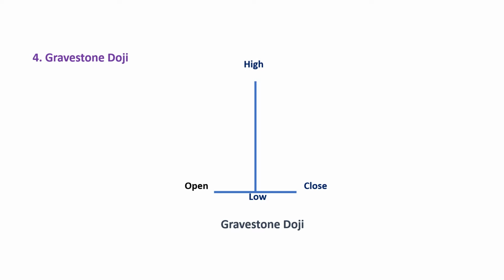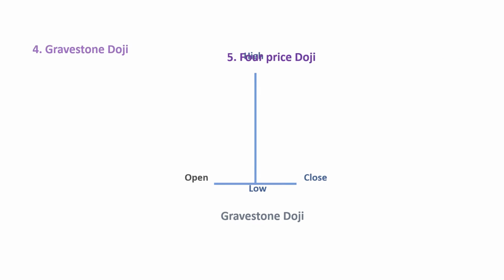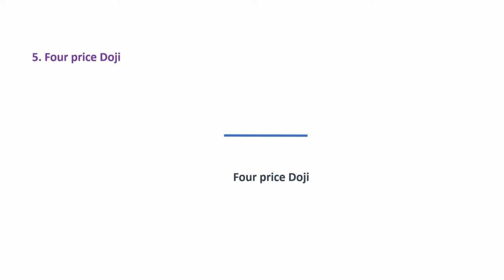The fourth one is the gravestone doji. In the gravestone doji, the open, close, and the low prices are all at the same level. The gravestone doji candlestick pattern is considered a bearish reversal signal, especially when it appears at the peak of an uptrend. It indicates that the uptrend may be losing momentum or is potentially about to reverse.